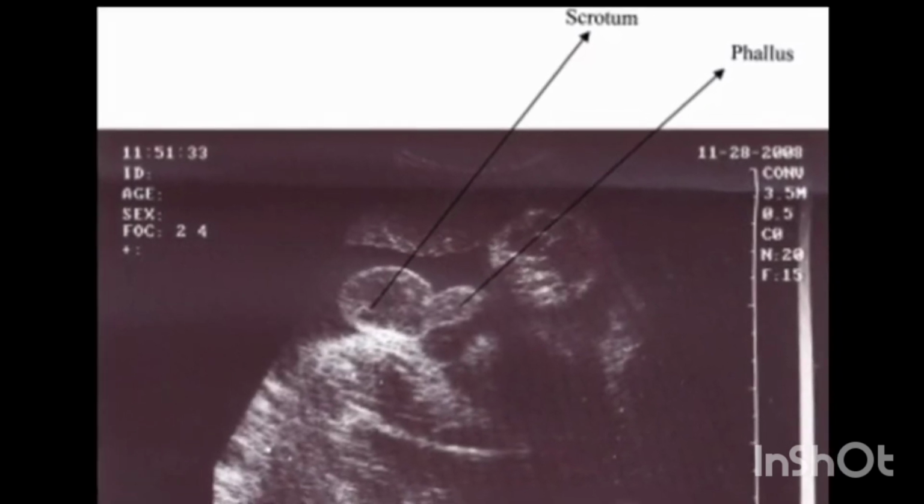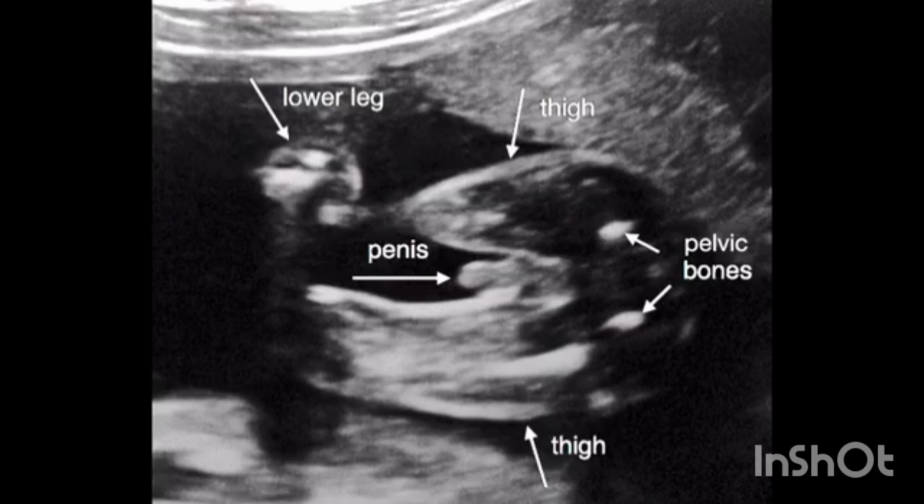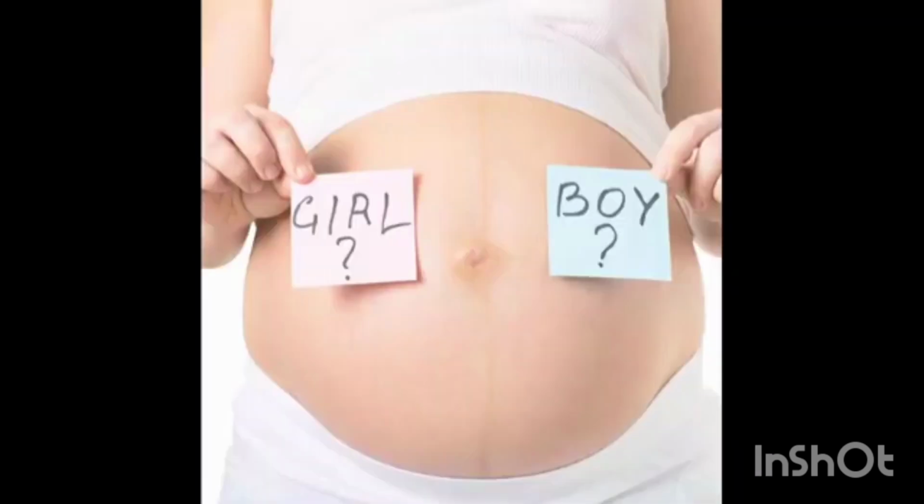Trick 6. Expect to learn the gender at a 20-week ultrasound. The second or third trimester ultrasound can more accurately predict gender. When you go for your 18 to 20-week ultrasound, let the technician know that you would like to know the gender. Remember to ask them to show you exactly what they are looking at.